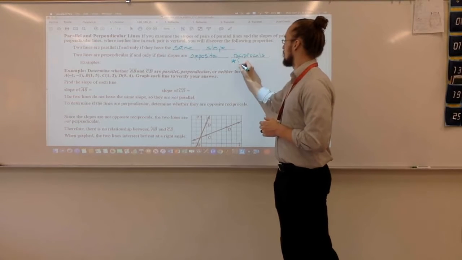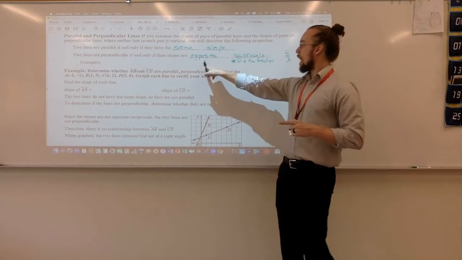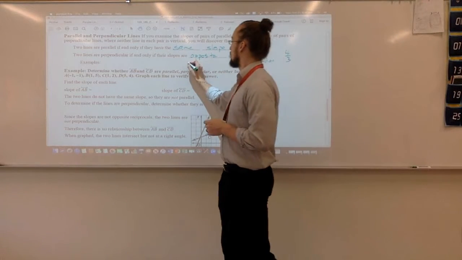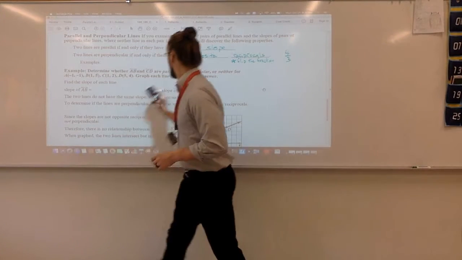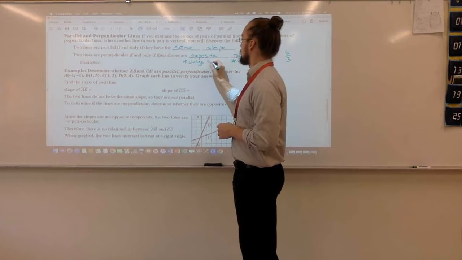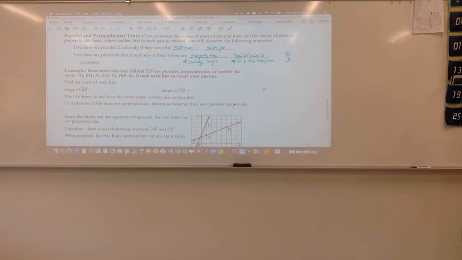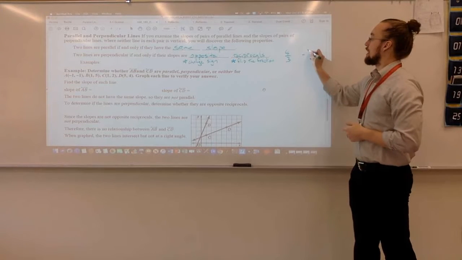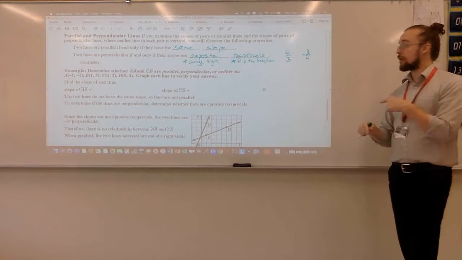Okay, so what does the opposite part mean? Right, take the opposite sign. Opposite means change the sign. So if it was positive, make it negative. If it was negative, make it positive. So for 4/3, the opposite reciprocal would be negative 3/4. Okay? Take the opposite sign and flip the fraction.